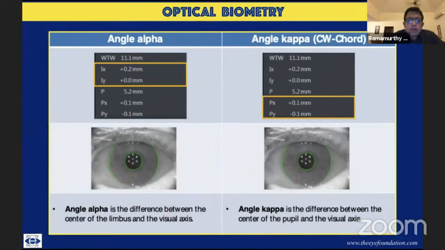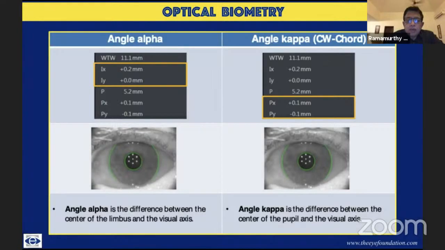Again, this instrument also gives you an idea about angle alpha and angle kappa. Angle alpha is relatively more important when it comes to intraocular lens implantation. When anything is beyond 0.5 millimeters, we tend to keep away from premium intraocular lenses. This value has become a little questionable of late. I personally keep the cutoff value as 0.7 millimeters.